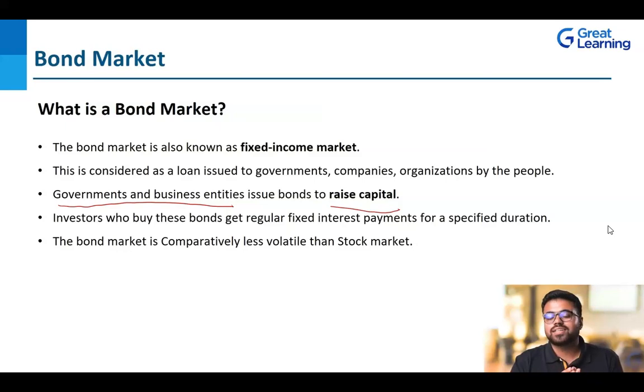Now, investors who buy these bonds get regular fixed payments for a specified duration, right? It is similar to what we call a fixed deposit, which you and I, everyone would know how it works. It's similar to that. Now, the bond market is less volatile, as already mentioned, than the stock market. There are still certain concerns about the bond market that I will be talking about.